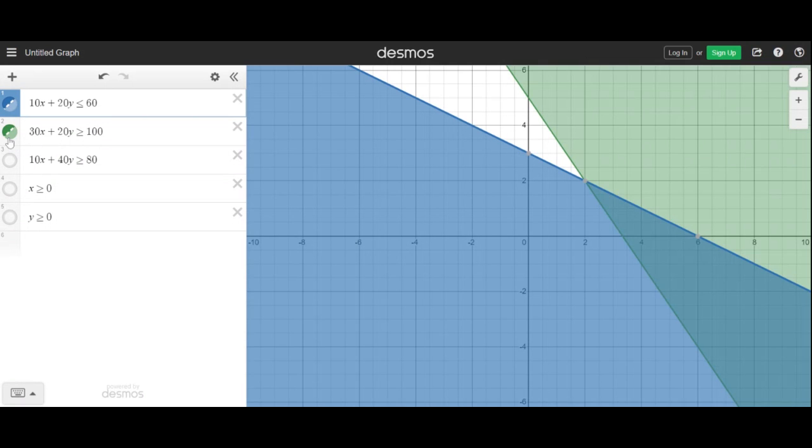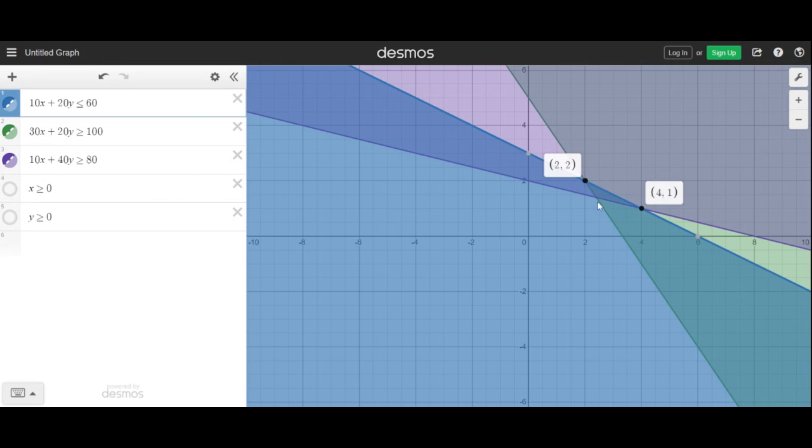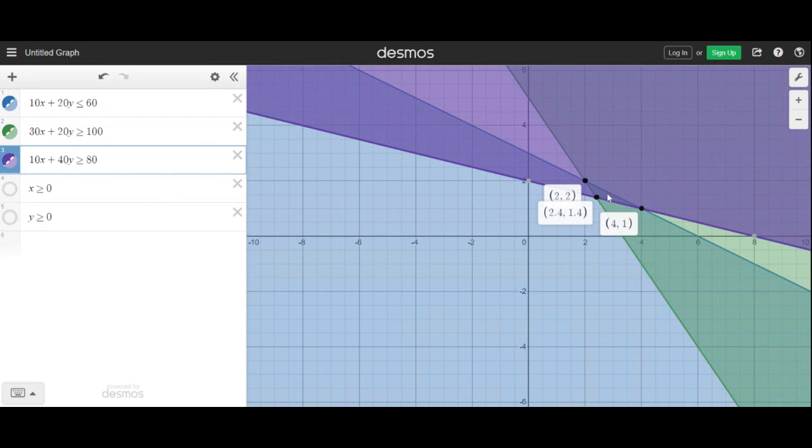Okay, so now I'm going to turn on each one. So now we can see with this one, we need to be above the green line and below the blue line. Okay, so now we're looking at this kind of triangular shaped region down and in the right. And once I turn on this one now, I need to be above that. Now I'm really limiting myself, because now I need to be above the purple line, above the green line, but below the blue line. Okay, so you can see in here now, I'm only looking at this region right in here.